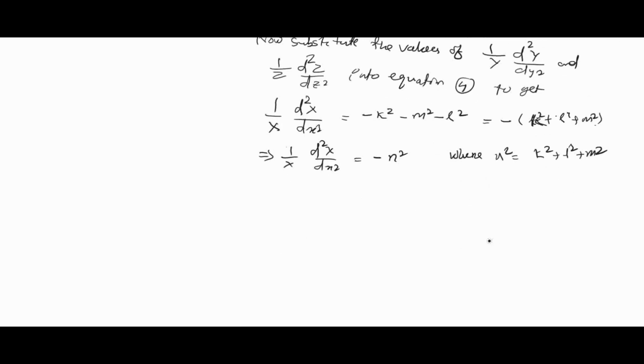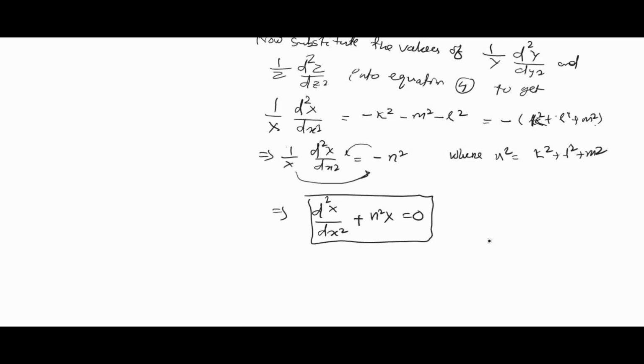Now what you have to do? You have to bring this x to the right side, and together we bring n²x to the left side. So what we will get here? d²x/dx² plus n²x equal to 0. This is our third ordinary differential equation.